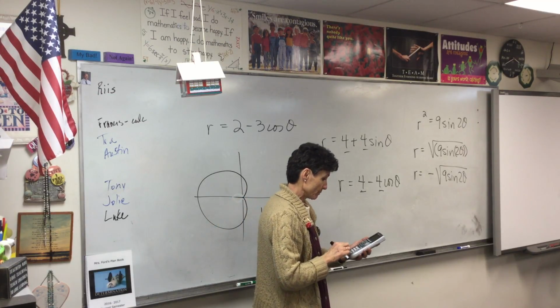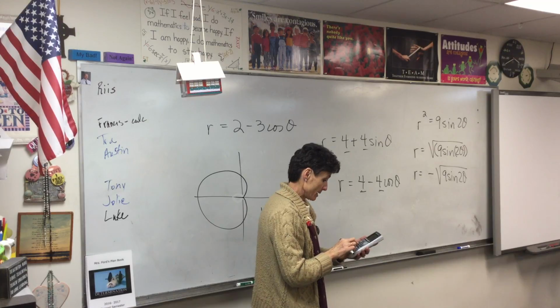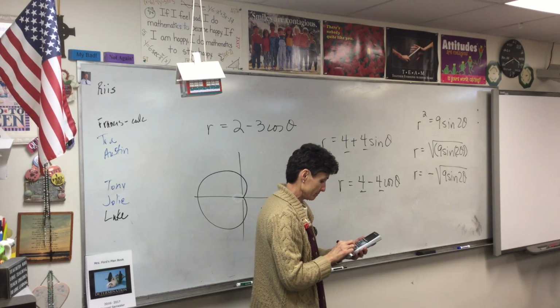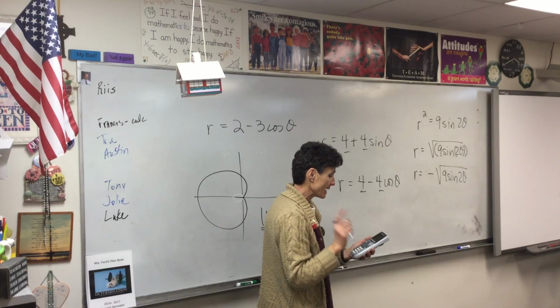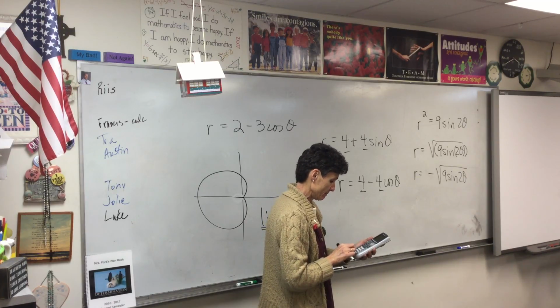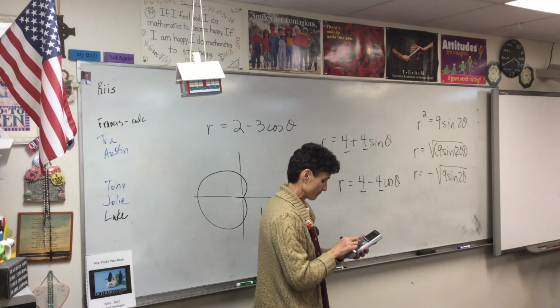Put a negative out in front of the bottom one. So square root 9 sine 2 theta. Negative. Make sure you're using the negative button and not your minus button. That would not work.